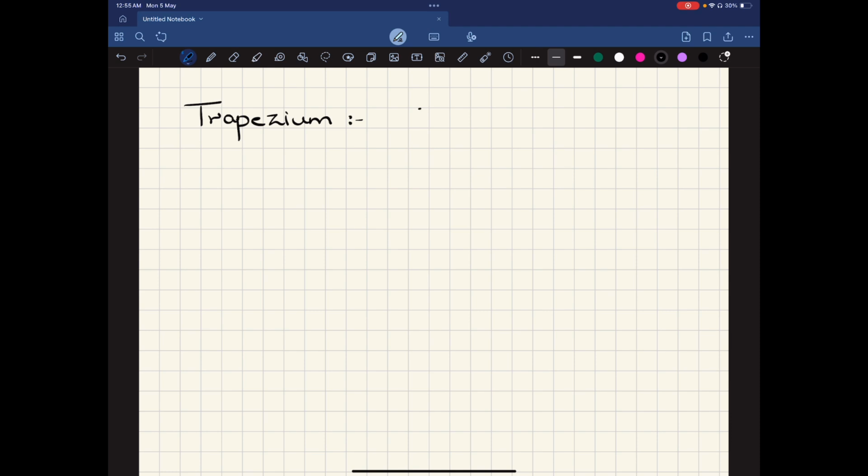Okay, so two sides which are parallel and two which are not. Okay, it can be like this.